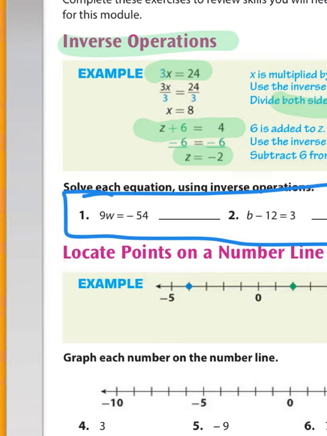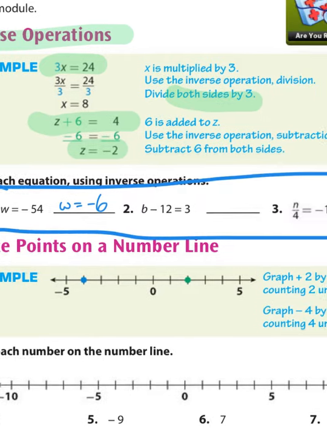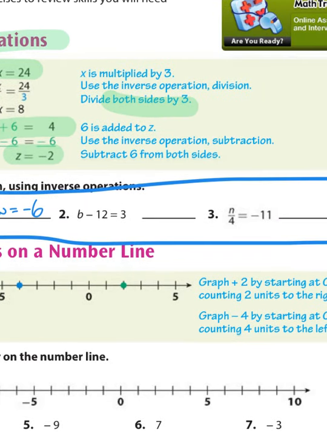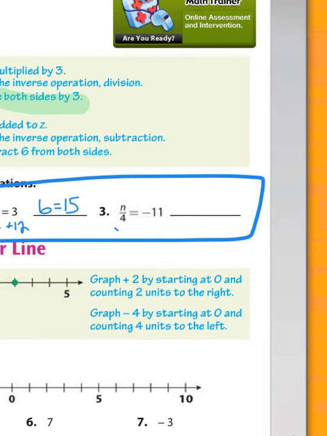All right, in number 1, we need to divide both sides by 9 since it's multiplying. The inverse of multiplication is division. So we get w equals -6. -54 divided by 9 is -6. In the second one, we need to add 12 to both sides, and b equals 15. And in the last one, we need to multiply both sides by 4. So we get n equals -44.